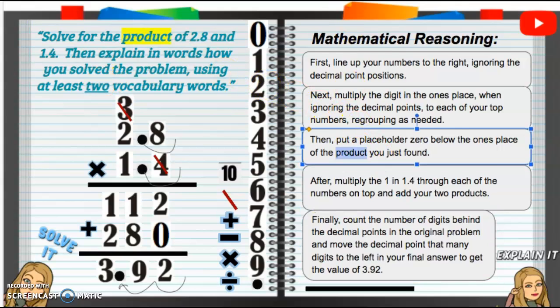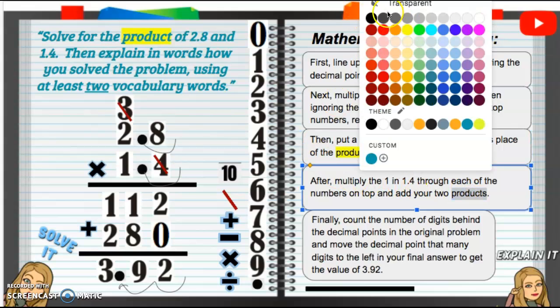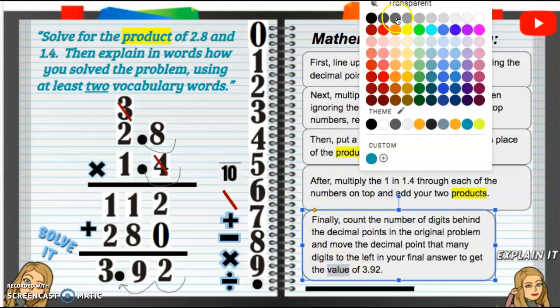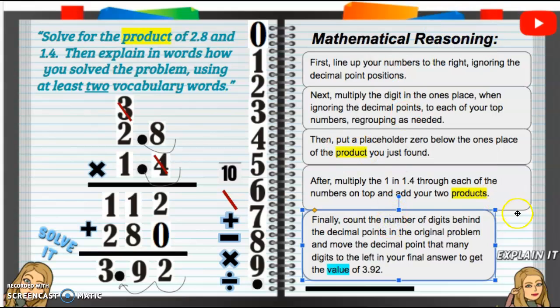So I know that product is a vocabulary word. Here's that product again, but that's only 1 word. And then let's see. Ooh, I know value is one of our vocabulary words, so I'll put that in a different color so we know there's 2 different words there. And indeed, we have finished our writing. Congratulations!